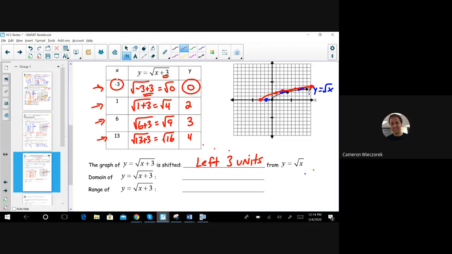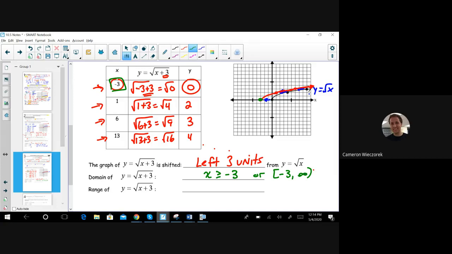Now, the domain has changed this time. We're not only looking at stuff to the right of the y-axis now, we're looking at stuff to the right of -3. So we're actually allowed to use some negative numbers this time. The first negative number I was allowed to use was -3. So my domain this time is all of the x values that are greater than or equal to -3. Or in interval notation, that would be -3 to infinity, since it goes to the right forever.